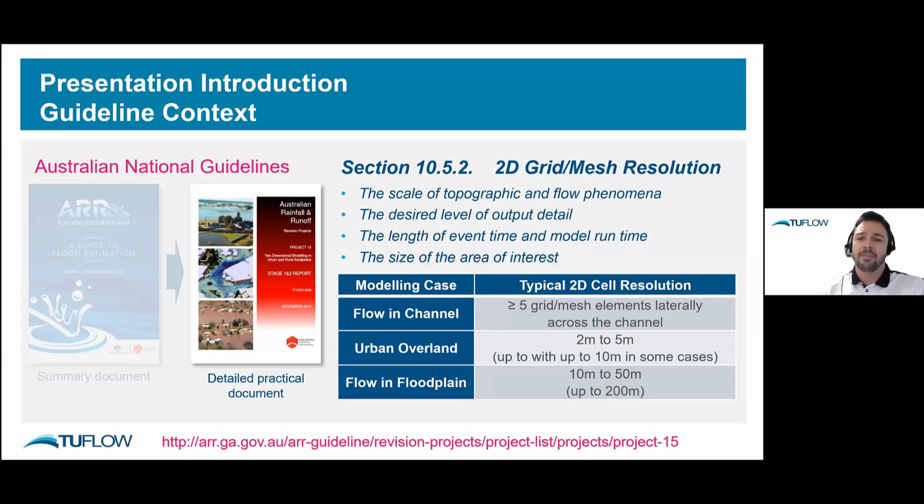Following that, there is also a table which provides some broad recommendations for different conditions. If your area of interest relates to flow in a channel, then you should be trying to achieve greater than 5 grid cell or mesh elements laterally across the channel. If you're modeling urban situations, then typically the cell size range is between 10 and 5 meters, though up to 10 has worked in some cases. And in the floodplain, where your conveyance is typically less and you have milder flow conditions, cell sizes of 10, even up to 50 meters are typically okay. Sometimes up to 200 meters, they state. The link at the bottom there will take you to the Project 15 report if you haven't come across it previously.